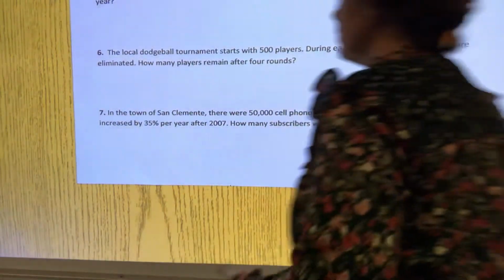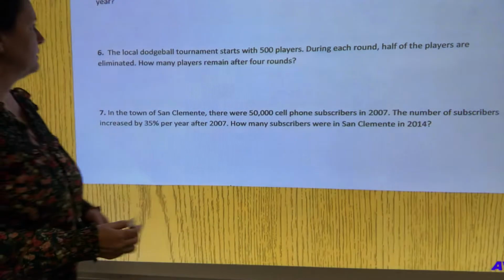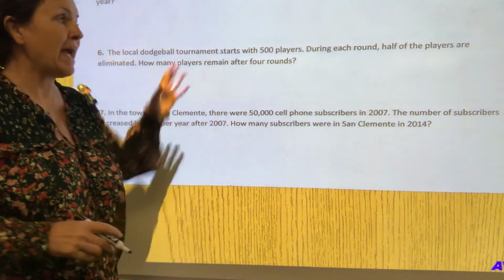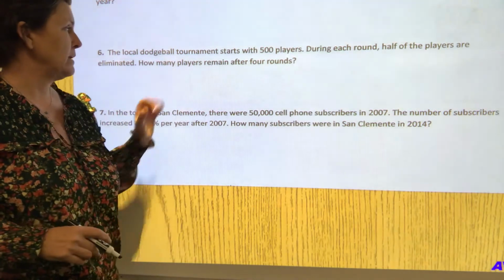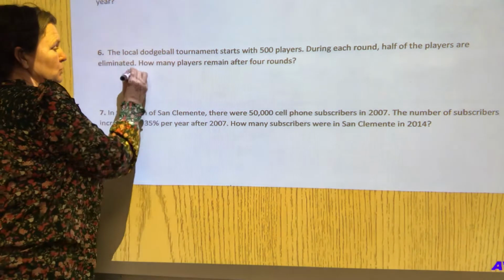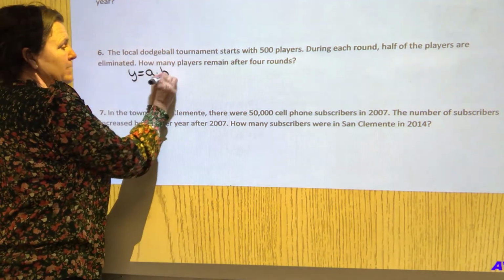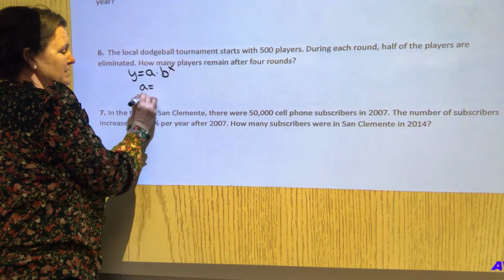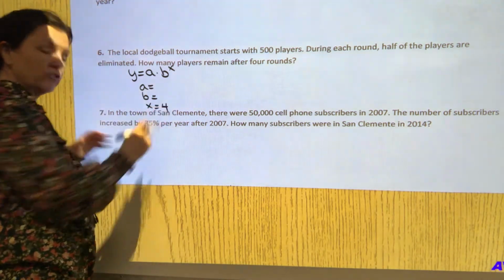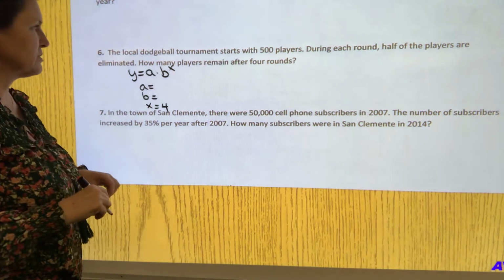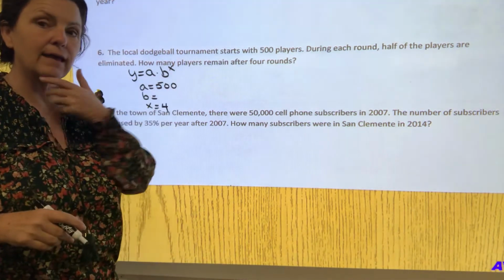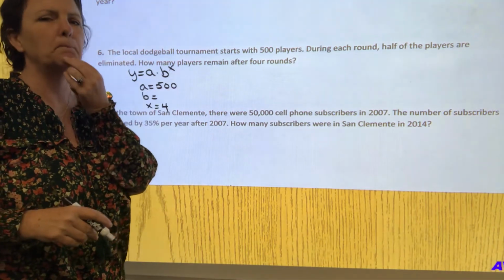Last two. The local dodgeball tournament starts with 500 players. During each round, half of the players are eliminated. How many players remain after 4 rounds? Okay, cool. When in doubt, we write this out, right? And we identify our key ingredients. Cool. 4 rounds. Okay, that's a time. Cool. What was the starting amount? 500. Cool. Is this a growth one or a decay? And what word gave you that?